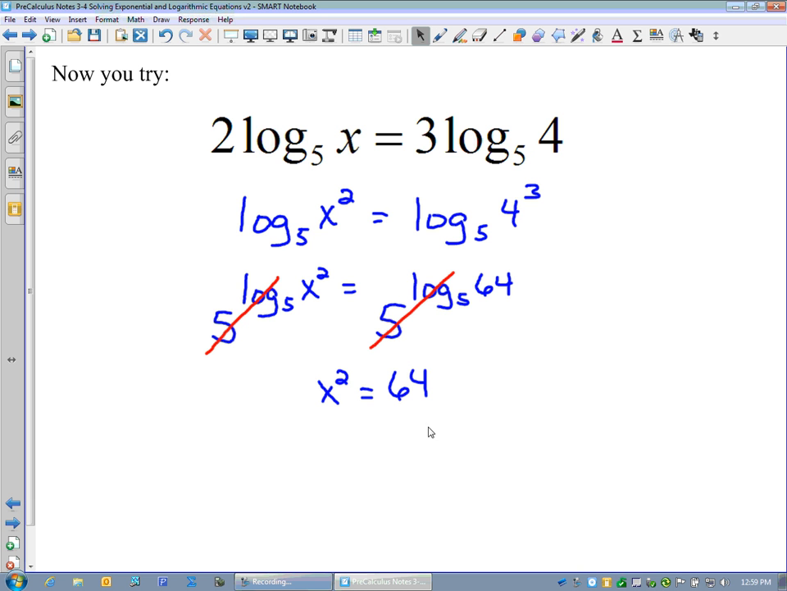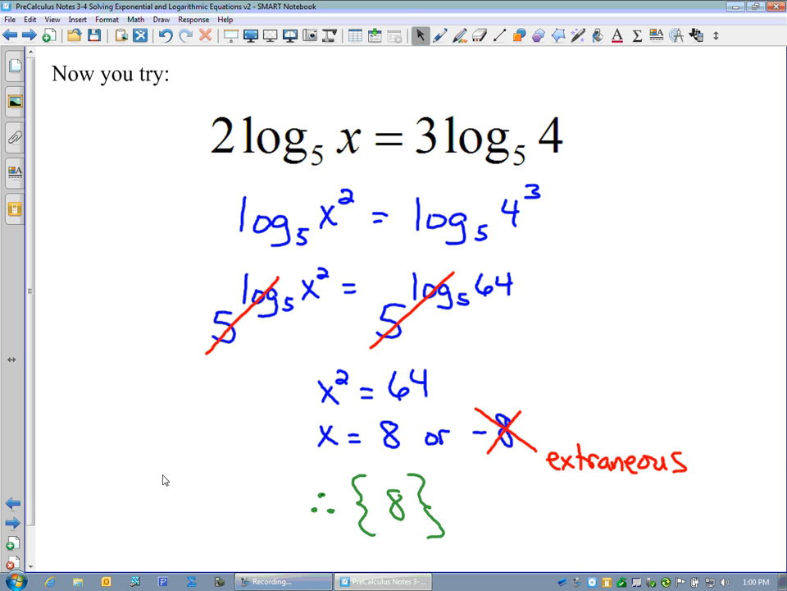And of course, when we take the square root of both sides, don't forget the plus minus. And then when substituting to check your answer, the positive 8 works, no problem. But notice how the negative 8, if you were to substitute that, you'd be taking the log of a negative number. Therefore, the negative 8 is extraneous, and our solution set is just positive 8.